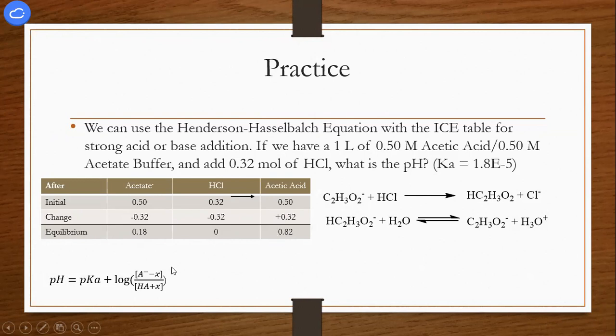So we could do that math. What's happened? Well, we still have the same pKa, 4.74, but now, instead of log of 5 over 5, it's log of 0.18 over 0.82. So what is this finding? This would find the pH after I've added this much acid. And so our pH would have dropped from 4.74 to 4.08.